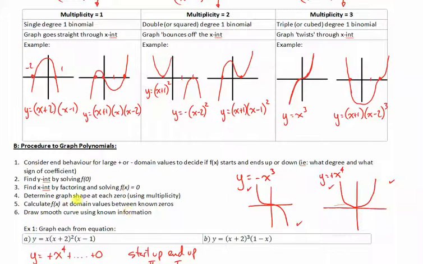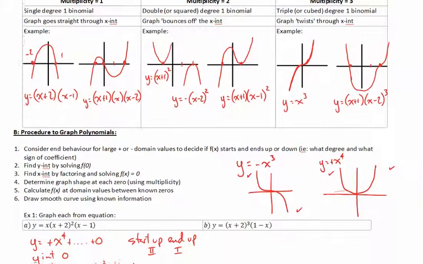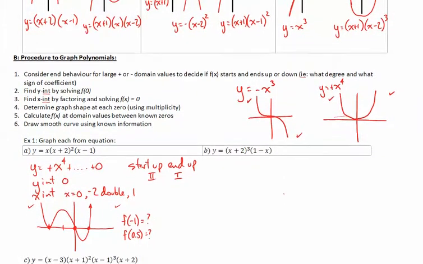Lastly, once you've found all that information, you draw a smooth curve using the information that you know. Polynomials are always smooth, continuous curves. They're not jagged and they don't jump around. Here's an example.